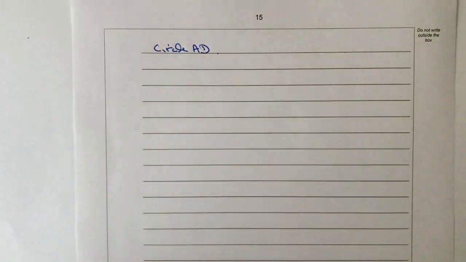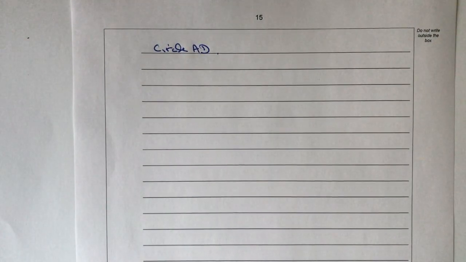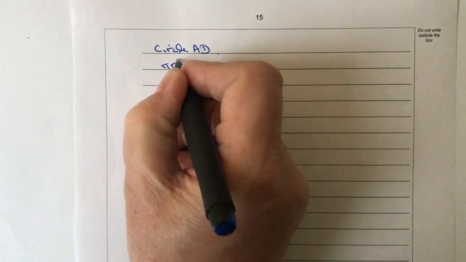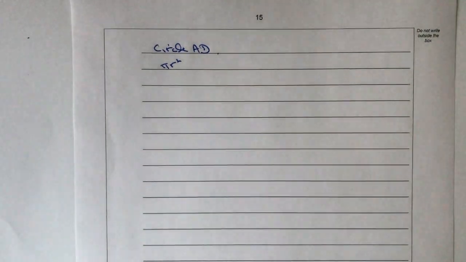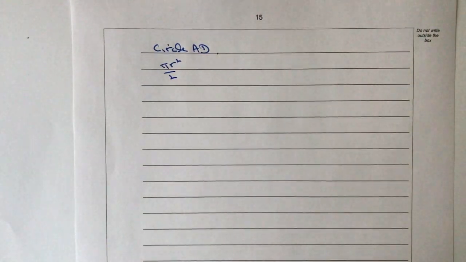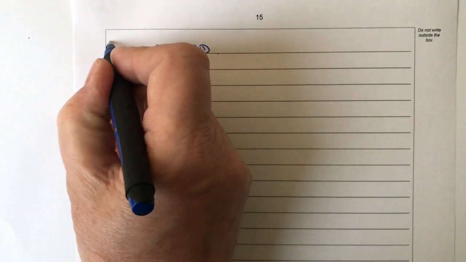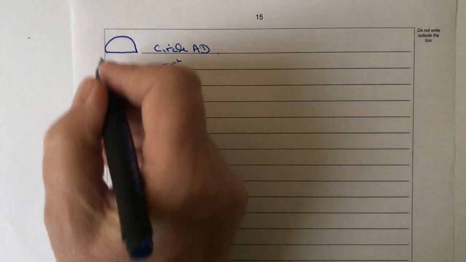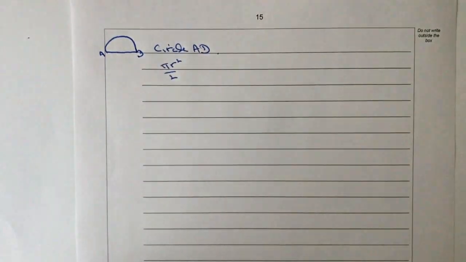AD. All right, so if we look at circle AD and we want to work out the actual area of that circle, what I need to do is to work out pi r squared for the whole circle, but bearing in mind it's a half circle, so I'm going to divide it by 2. Okay, so all we're doing at this particular moment in time is we're working out this semicircle where A and D is there.